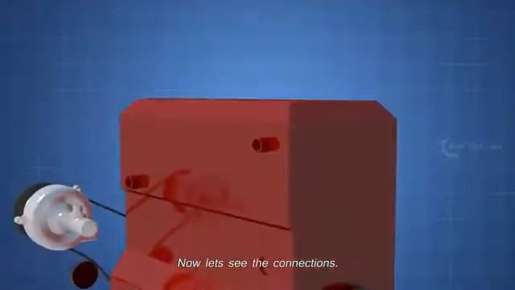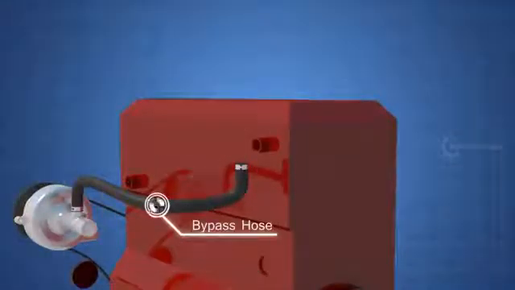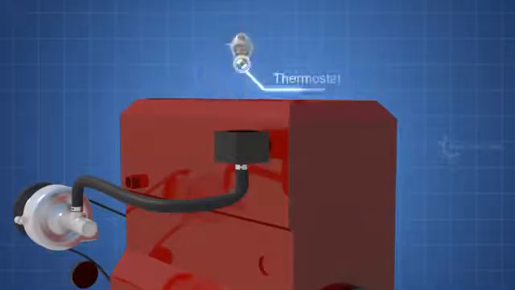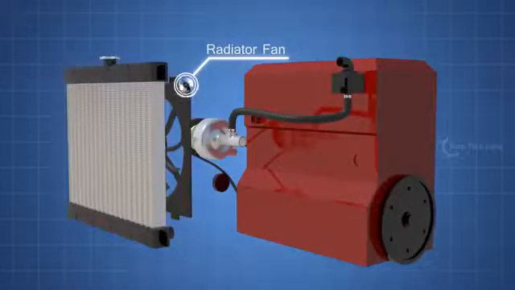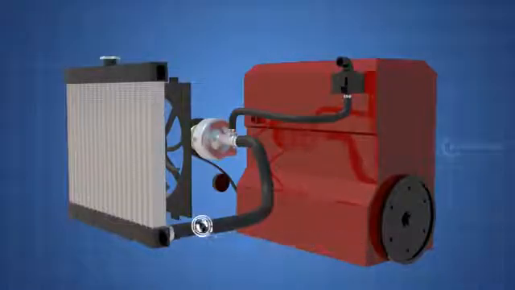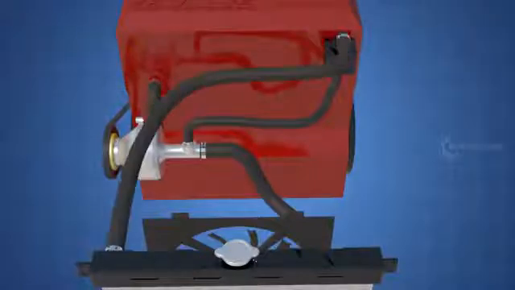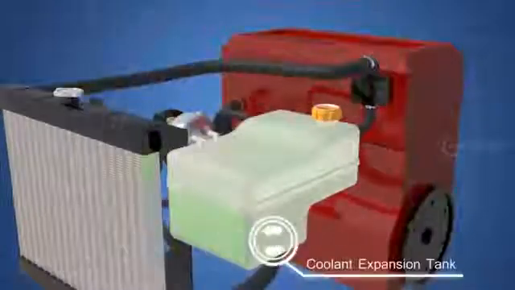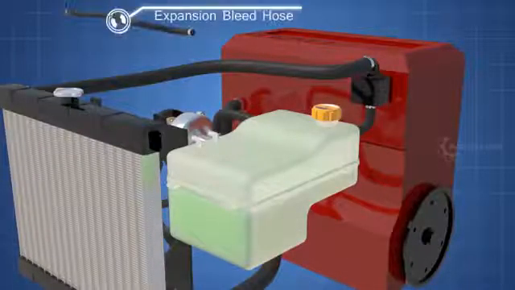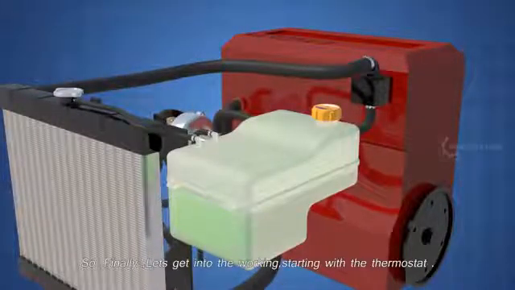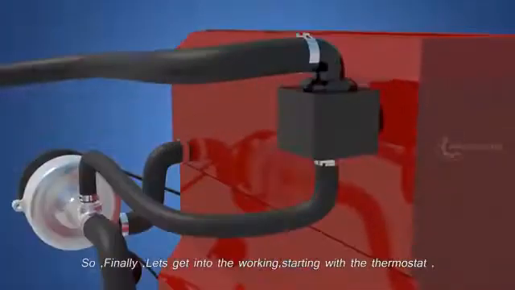Now let's see the connections. The thermostat bypass hose. The thermostat housing. Inside the thermostat. The radiator, and the radiator fan. The lower radiator hose. The water pump outlet hose. The upper radiator hose. The coolant expansion tank. The expansion bleed hose. Coolant overflow hose.